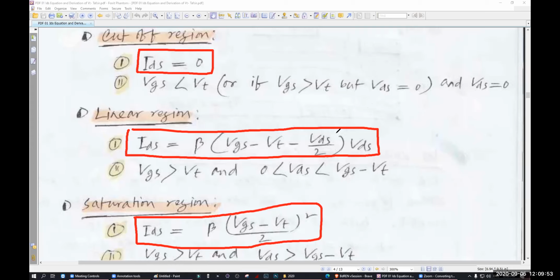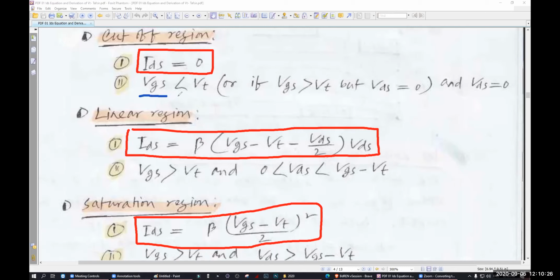Now, when to use which formula? That is your concern. I can give you some math, but I will not tell you which formula to use or which region it is. What you have to do is find out the region where your NMOS is right now. So how to do that? You have to use some conditions. Let's see these conditions.